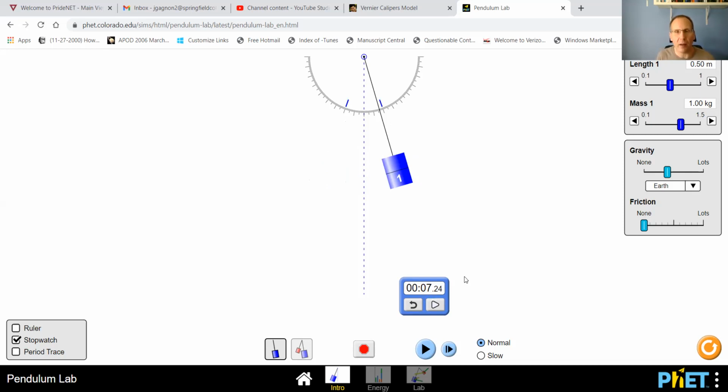So that'll give you all the data that you need for that particular table. And again, if you were in class, then you just did this using the wooden pendulum and you timed it using, you know, your phone or stopwatch.